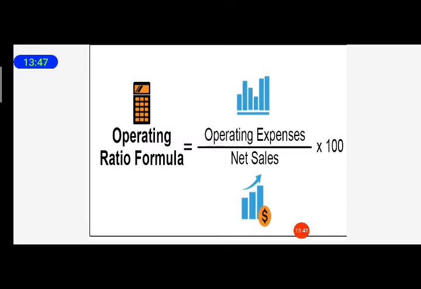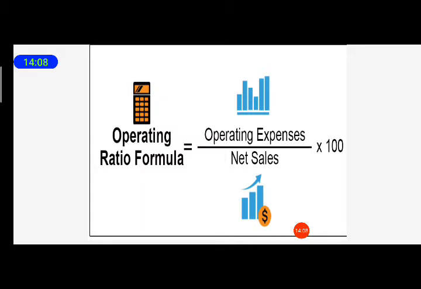Then what is cost of goods sold? Cost of goods sold is the opening stock plus purchases plus direct expenses minus closing stock. It is called the cost of goods sold. Then the second formula is cost of goods sold plus operating expenses divided by sales into 100. This is called the operating ratio.